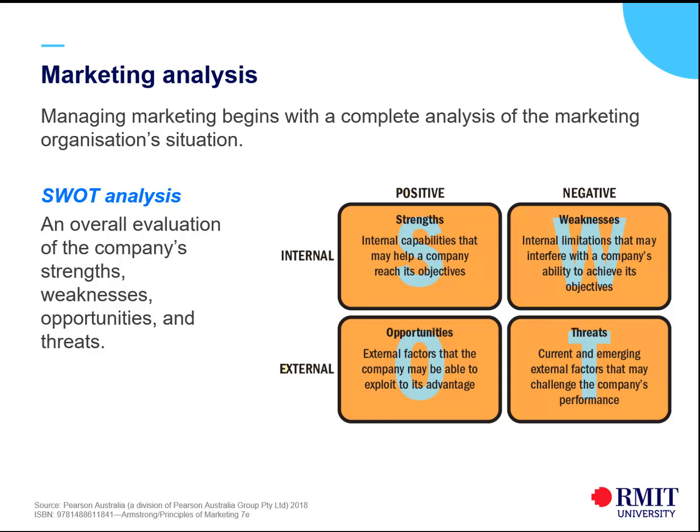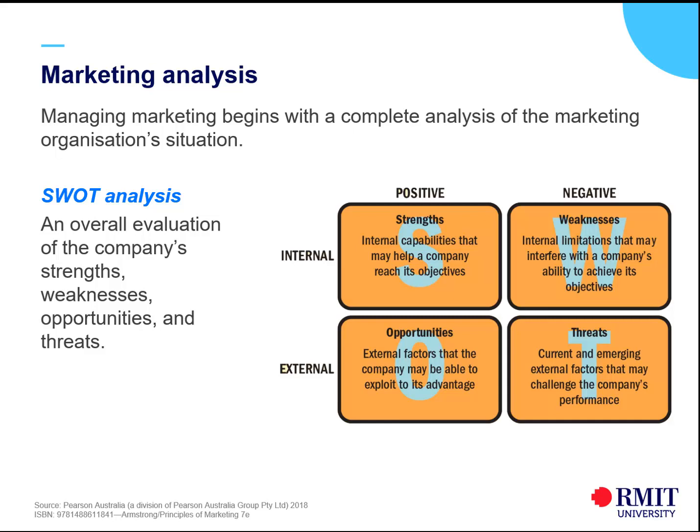So you can see here in this chart that on the left-hand side, the strengths and the opportunities are very positive. On the right-hand side, the weaknesses and the threats are negative. But what's more important and more interesting for the marketer is that internally, the strengths and the weaknesses are generated by the company. So this is an internal perspective. These are things that the organization has done themselves. A strength is an internal capability that may help the company reach its objectives. A weakness is a limitation that may interfere with the company's ability to achieve its objectives.